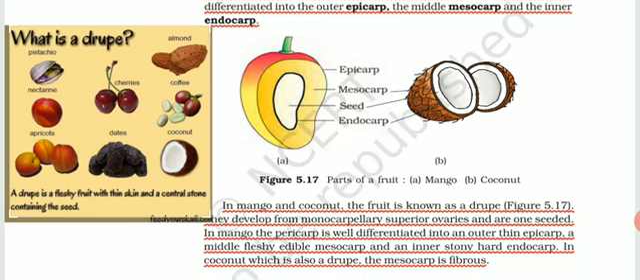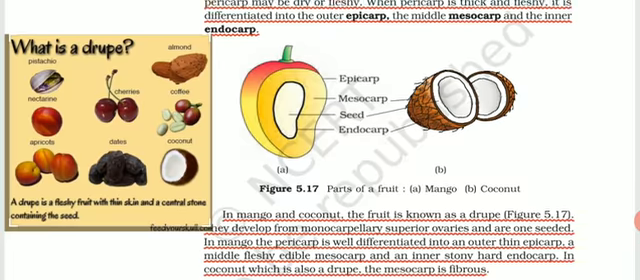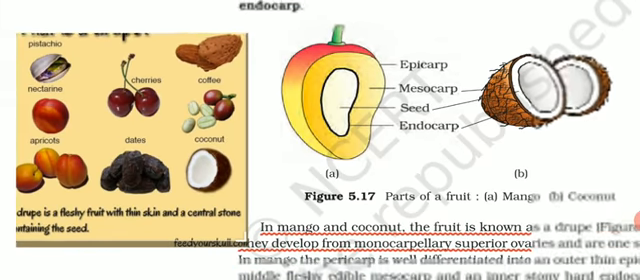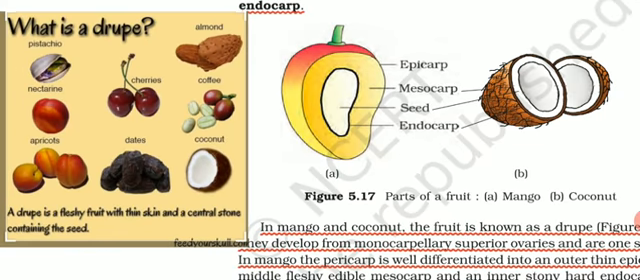So both mango and coconut are called drupe fruits. So what are drupe fruits? In which the seeds are present in the form of stones, and there is a very thin skin around the fruit, and the fleshy fruit is there. Many examples are given: pista, almond, cherries, coffee beans, coconut, mangoes, apricots, dates. These kinds of fruits are called drupe fruits.